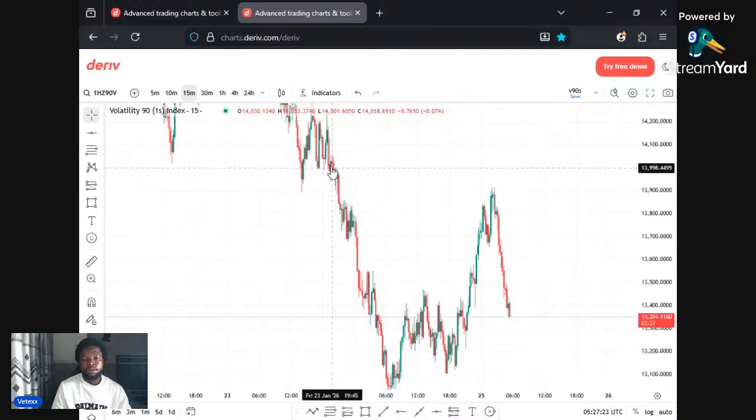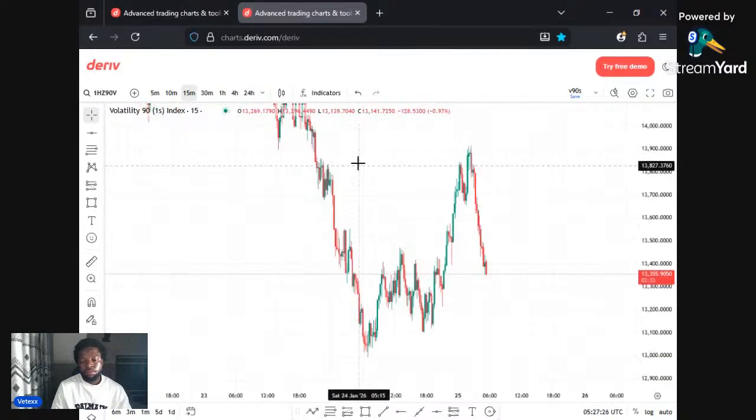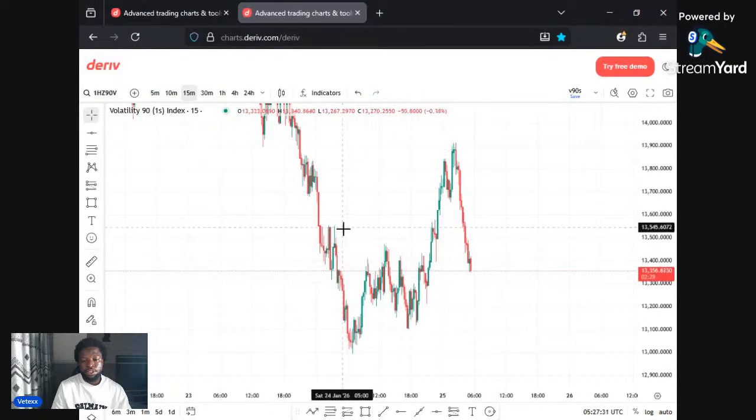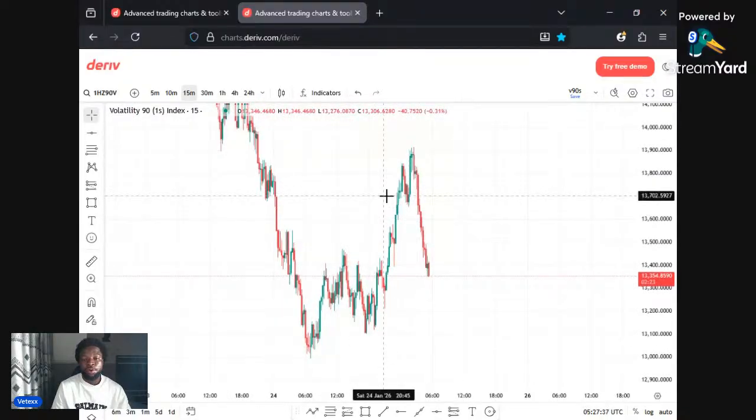So currently, as you can see, on the 15 minutes time frame, there is nothing like continuation at the moment. Nothing is happening at the moment on this time frame. So what we are going to do is sit on our hands until price gives us the continuation time frame we are looking for.